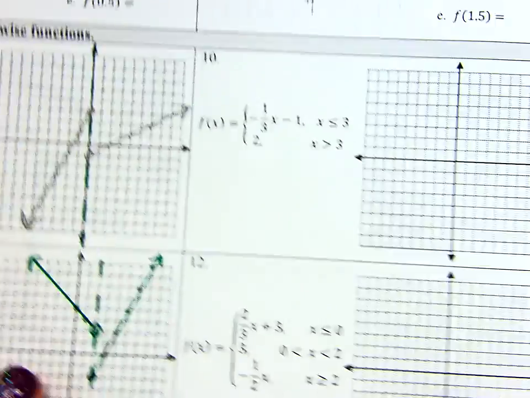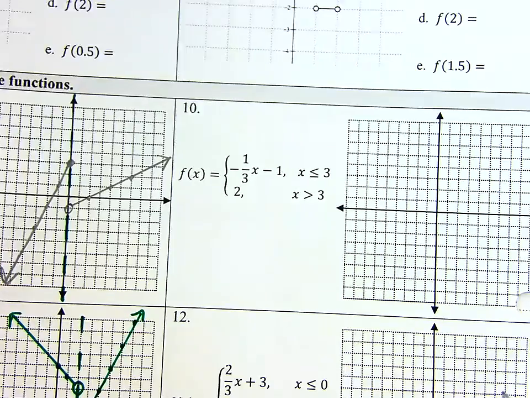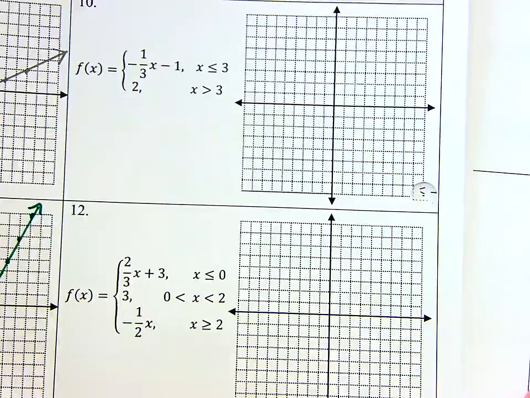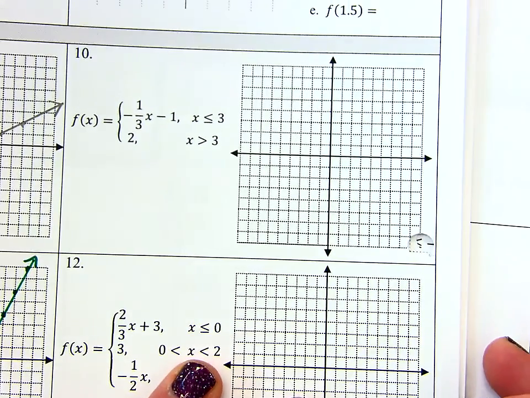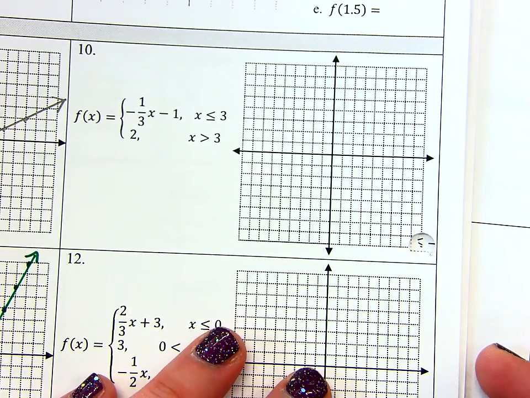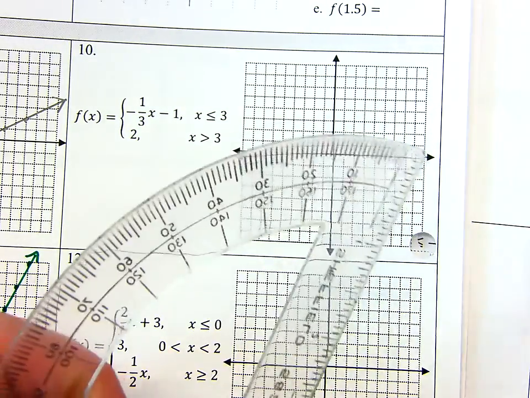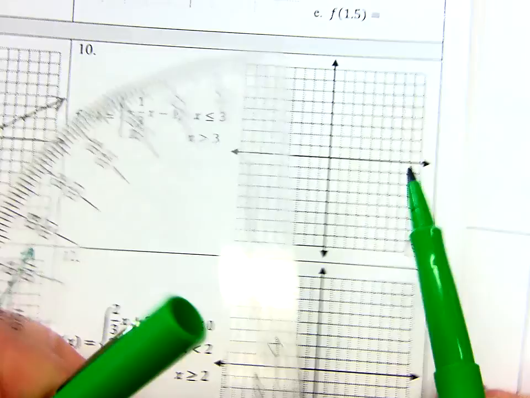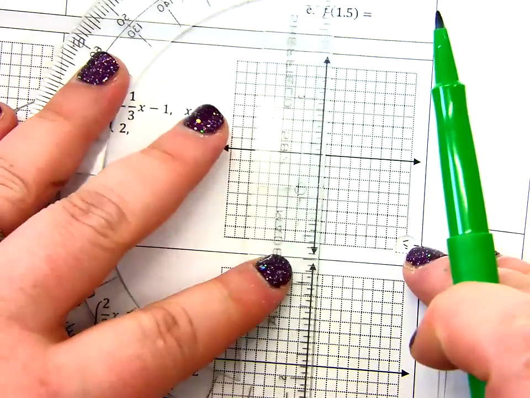So if we look at 10, if you think you know what to do, go right for it. If you need a little bit more help, I'm going to walk you through it. Where's my whole graph split this time? 3. So I'm going to put a dotted line at 3. And it's a little bit harder when they don't split at 0.